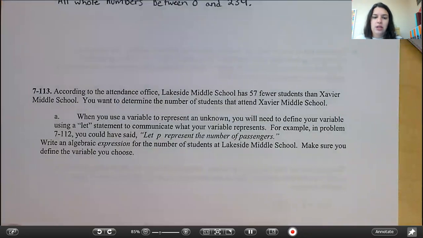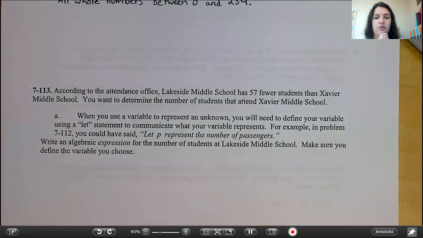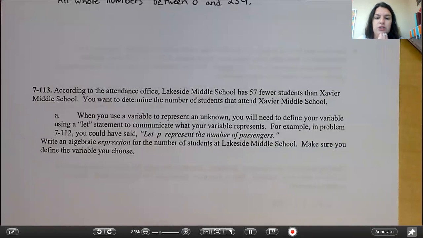7.1.3 says, according to the attendance office, Lakeside Middle School has 57 fewer students than Xavier Middle School. You want to determine the number of students that attend Xavier Middle School. A, when you use a variable to represent an unknown, you will need to define your variable using a let statement to communicate what your variable represents. For example, in problem 7.1.12, you could have said let P represent the number of passengers. Write an algebraic expression for the number of students at Lakeside Middle School. Make sure you define the variable you choose.